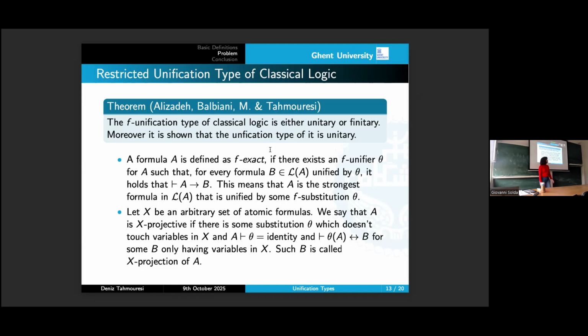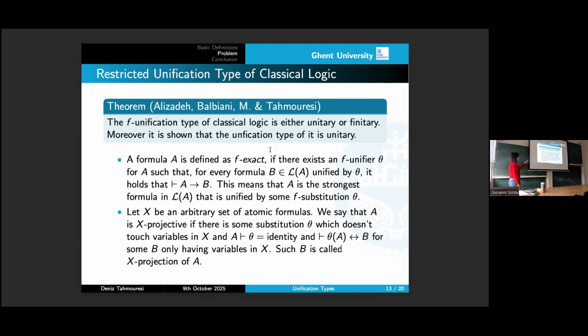F-exact formulas are something that we define like this: a formula A is F-exact if there exists an F-unifier theta for it such that for every formula B in the language of subformulas of it that is unified by theta, it holds that A implies B. And actually, this means that A is the strongest formula among all the formulas in the language over subformulas of A that is unified by an F substitution.